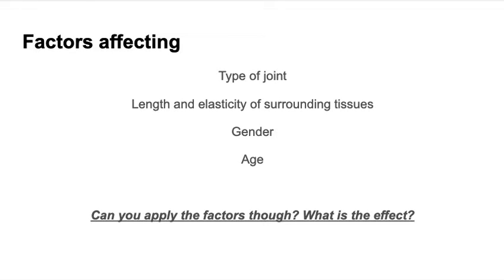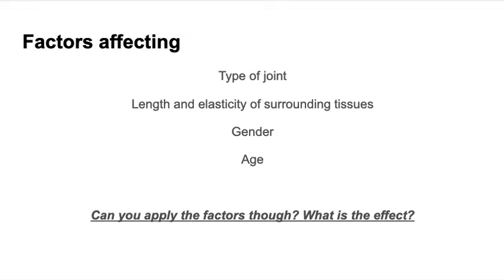In terms of the factors affecting flexibility, these are a little bit easier. We've got the type of joints, the length and elasticity of surrounding tissues, gender and age. But not only knowing what they are, we need to know what the effect is. So if we take type of joint, the shoulder joint is a ball and socket joint. That is more flexible than the hinge, because the hinge joint at the elbow can only flex and extend. The ball and socket joint at the shoulder can flex, extend, abduct, adduct, horizontal flex, horizontal extend, and rotate. So it's a vastly different number of movements.